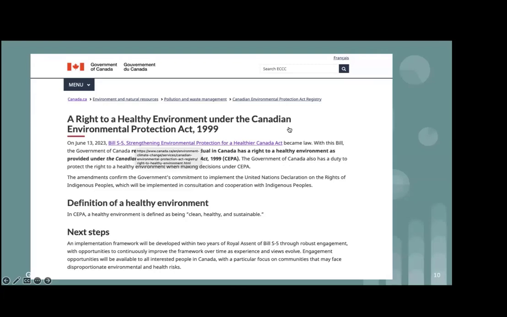Since June 13 last year, we have the right to health and environment in Canada, under the Environmental Protection Act. And you can see here that the amendments to the CEPA, the Environmental Protection Act, confirm the government's commitment to implement the United Nations Declaration on the Rights of Indigenous Peoples, which will be implemented in consultation and cooperation with Indigenous peoples.